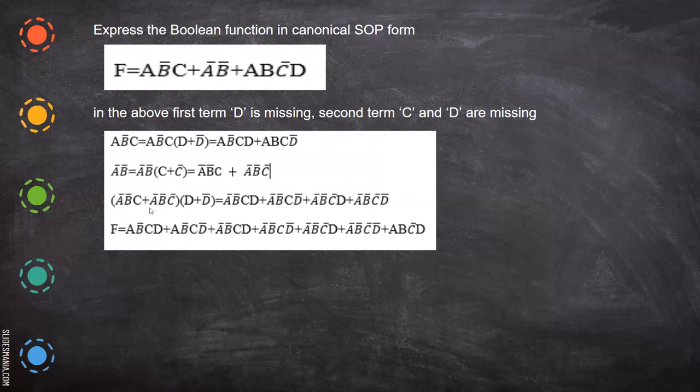Okay, so now you write all these terms together. Now you will get this equation. So A, B bar, C, D, you substitute this. For this, you substitute this. And then for this term, you substitute this, and then finally, already we have A, B, C. While substituting, if any value is coming again, you can remove it, so that there will be no repetition.